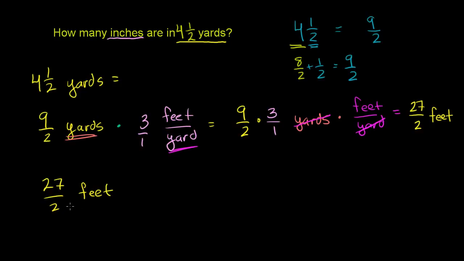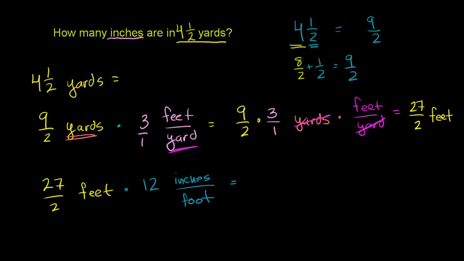And we're going to want to multiply by 12, because however many feet we have, we're going to have 12 times as many inches. If we have 1 foot, we're going to have 12 inches. 2 feet, 24 inches. 27 over 2 feet, we're going to multiply it by 12 to get the number of inches. So this is going to be times 12. And we'll make sure the dimensions work out. 12 inches per foot. And the feet and the foot, this is just the plural and the singular of the same word. It's the same dimension. This will cancel out.